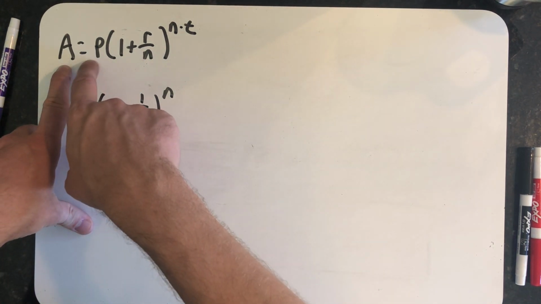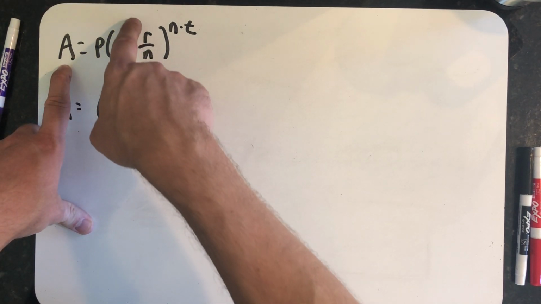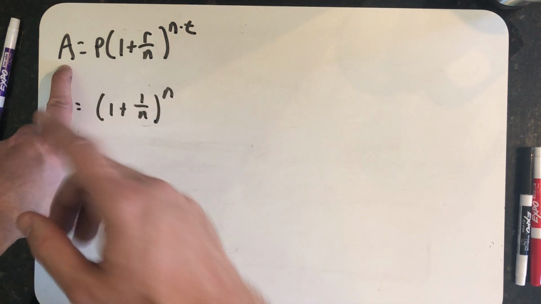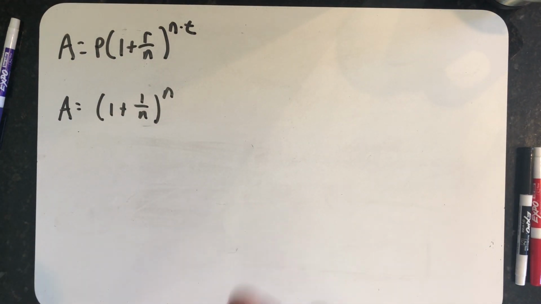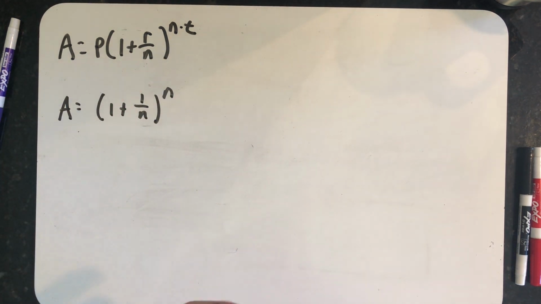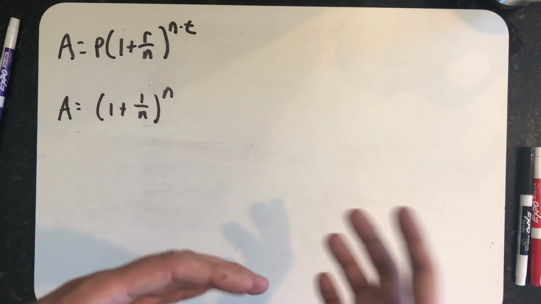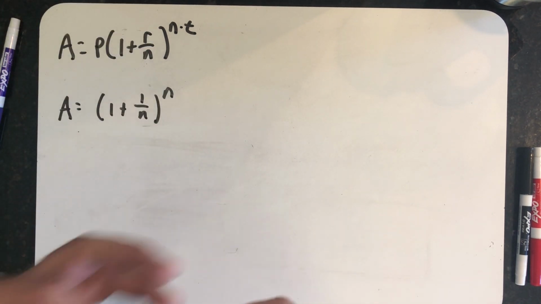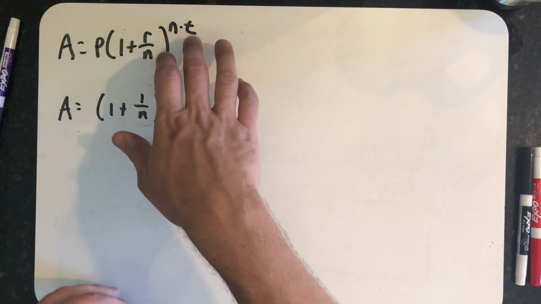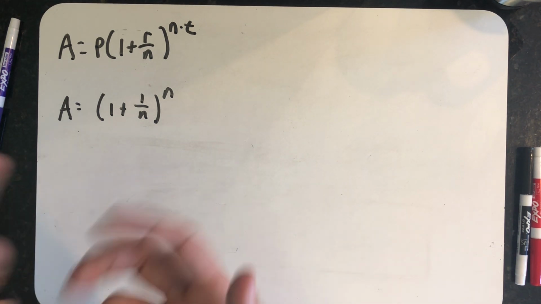The balance A is equal to the principal P, that original amount of money, times 1 plus an annual interest rate divided by the number of times interest is assessed in a year, raised to the n times t, where t is the number of years. Well, I understand what happens if I put in more or less money. I understand what happens if the interest rate is higher or lower. And I understand what happens if t keeps going on, if the number of years increases. So the only thing I have any curiosity about is what happens when n changes.